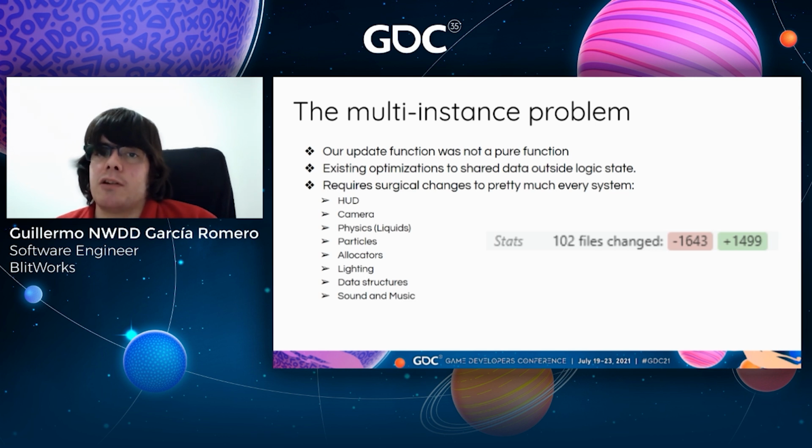Back to the main topic, in order to get propagation fully working, we needed to make the game able to run multiple instances of the simulation concurrently. We needed each universe to do its thing. This was a problem as our update function wasn't made with this in mind. So it had a lot of side effects, and existing optimizations used shared data outside the deterministic state, which meant we couldn't make this really easy or fast. This meant that we had to make a lot of very small and deliberate changes so that everything would work well without crashes, race conditions, and all kinds of issues.